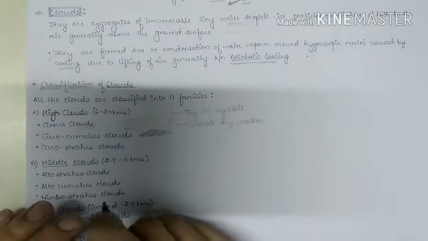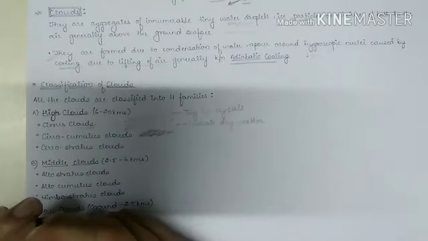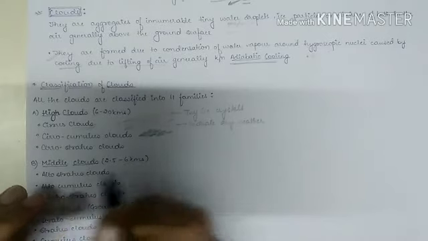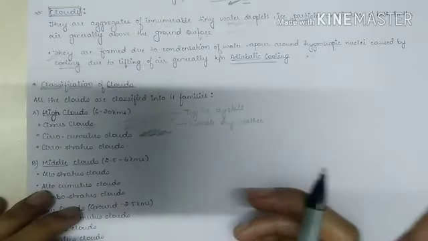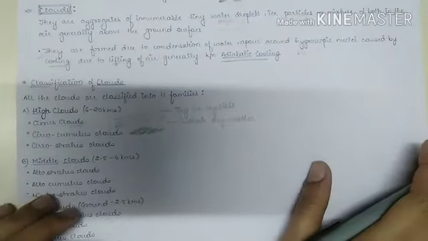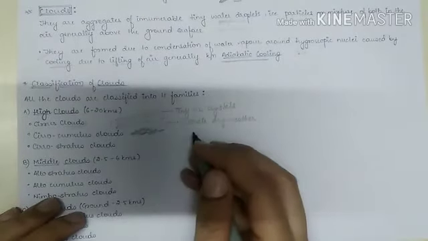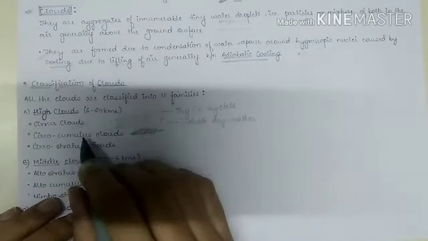What are ripples? Ripples are landforms that we have studied in desert landforms, desert topography. But they are not a common type of cloud.